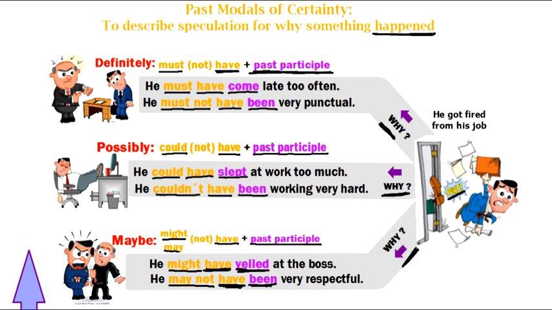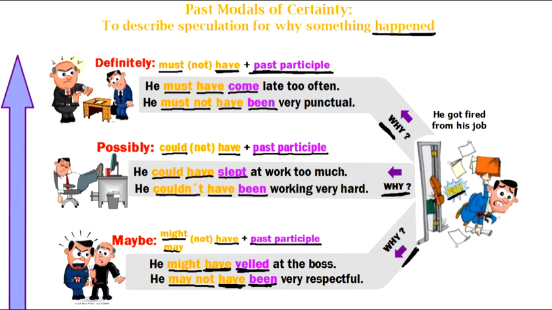Good. Now, all of these are talking about how positive I am for what I'm saying. Maybe down here, right, is not 100% sure, right? But I think that's possible, that's what happened. Here it's possibly this is what happened, right? Not saying how sure I am, just saying that it's possible that that happened. And definitely is like, I'm almost 100% sure this is what happened, okay? So, those are our past modals of certainty to describe speculation for why something happened.